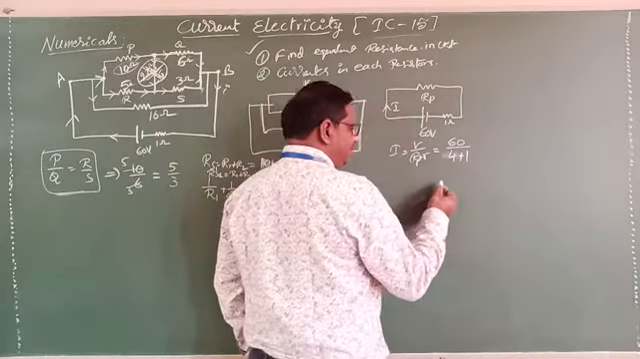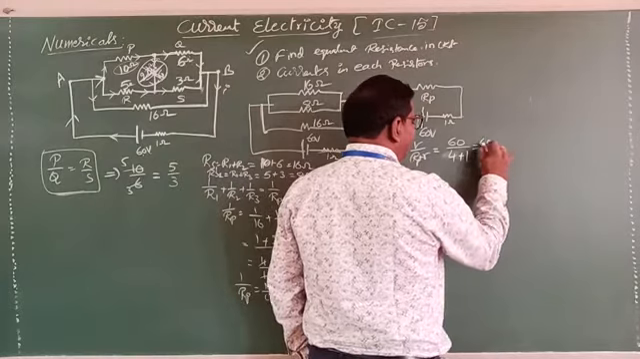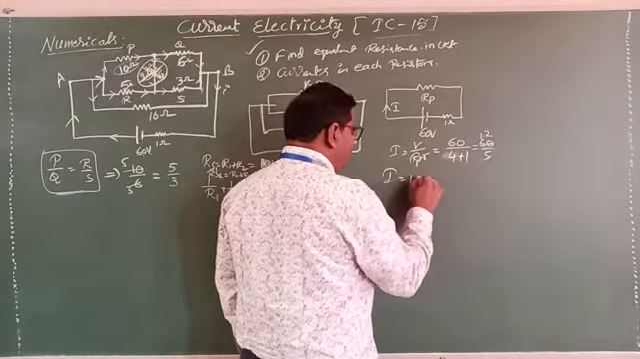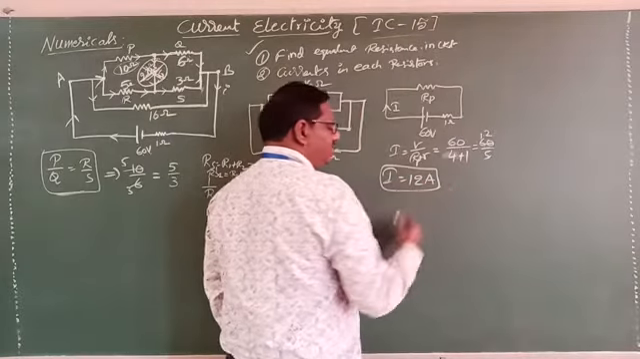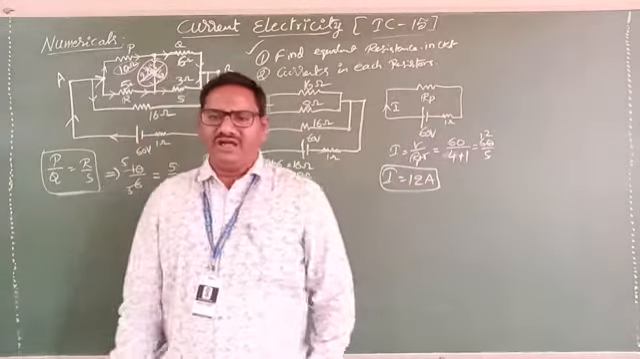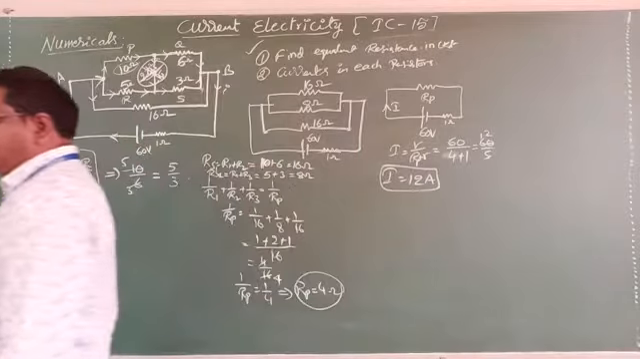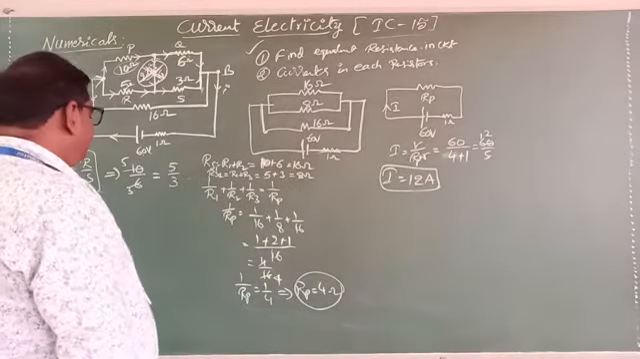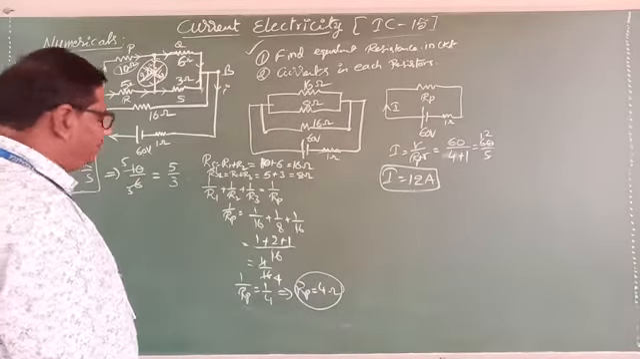So how much is it? 60 by 5. Nothing but 12. So I equals 12 amps current. Now 12 amps current will flow across the circuit. Okay, now they are asking for the individual currents in the circuit.